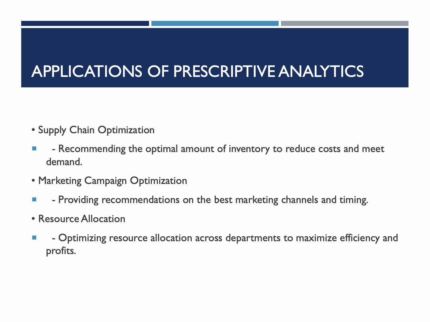So, one key application is supply chain optimization, where businesses use prescriptive analytics to recommend the optimal amount of inventory to hold. This helps to reduce costs while ensuring that customer demand is met efficiently. For example, a retailer might use prescriptive analytics to balance inventory levels across stores, reducing overstock and stockouts.